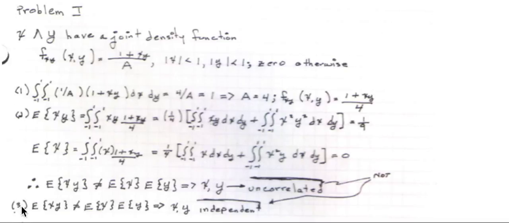Correspondingly, in 3, we look at the expected value of xy not equal to the expected value of x times that of y, which implies that x and y are not independent. That's the end of section 1.